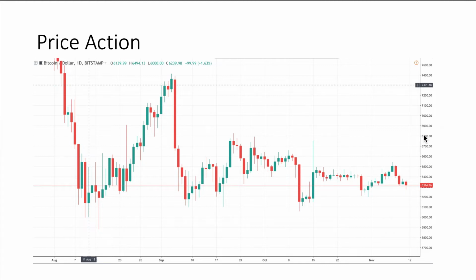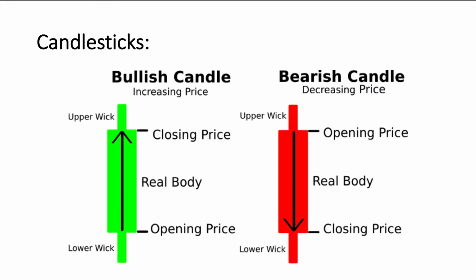Looking at the chart, you can see that some of the candles are green and some of them are red. Some have wicks at the top or the bottom of the candles, or both. Our first step to understanding technical analysis is understanding the candles that make up the price action that you see on the charts. So let's look at that. A green candle is said to be a bullish candle, which means that price went up during that time period. A red candle is said to be a bearish candle, which means that price went down during that time period.